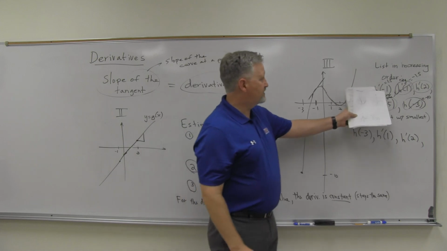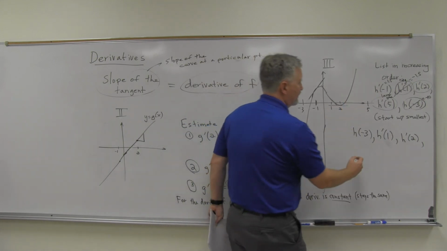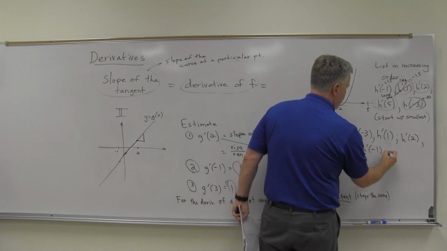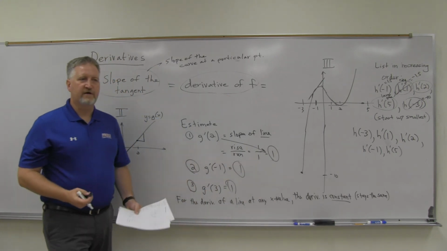So between h prime of negative 1 and h prime of 5, the next one in increasing order will be h prime of negative 1, and then h prime of 5. Question about that, does that look okay?